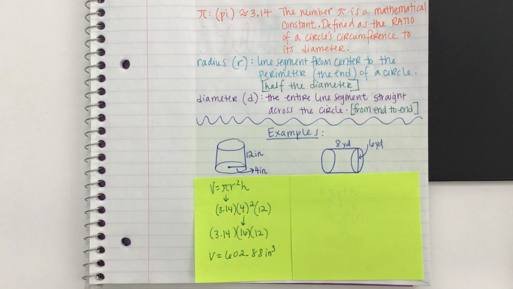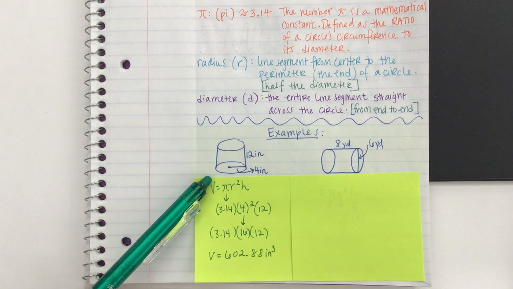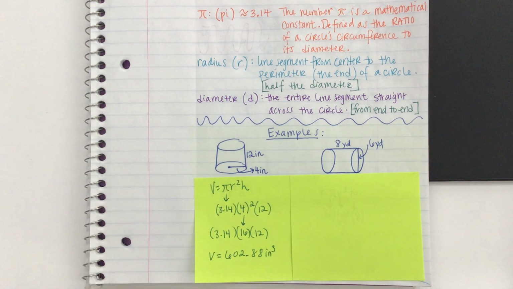You will be rounding. Now that we have pi, which is a decimal, you will have decimals in your answer, and just round to the hundredths place. That's 2 numbers after the decimal. So for this cylinder, volume is equal to 602.88 inches cubed.